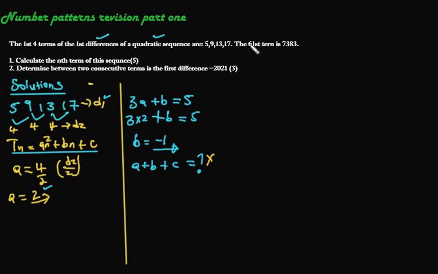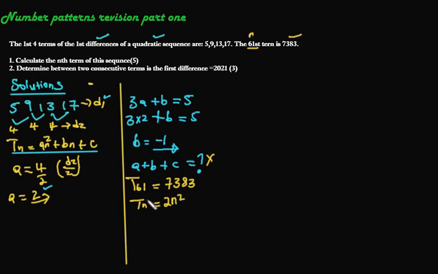Here, the 61st term is 7,383. So we know that when they say 61st, it's the position, meaning it's the value for N, as we said previously. So T61 is equal to 7,383. So our general formula now is going to be Tn is equal to the value for A, 2.